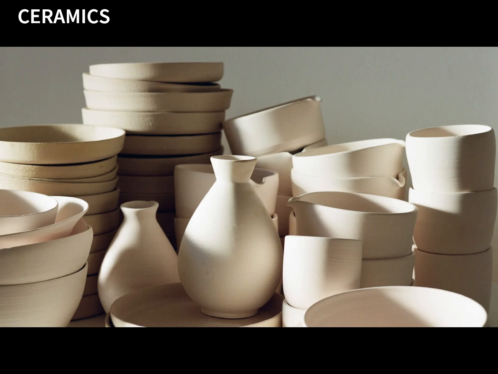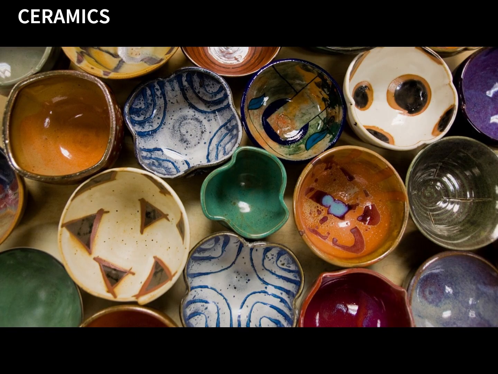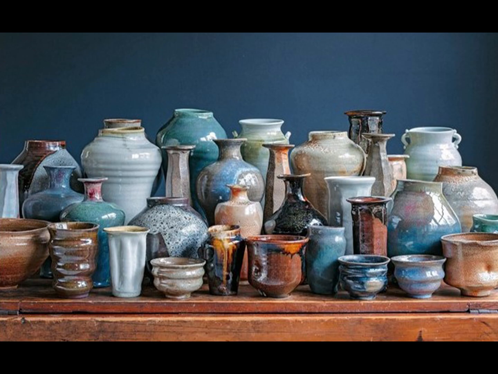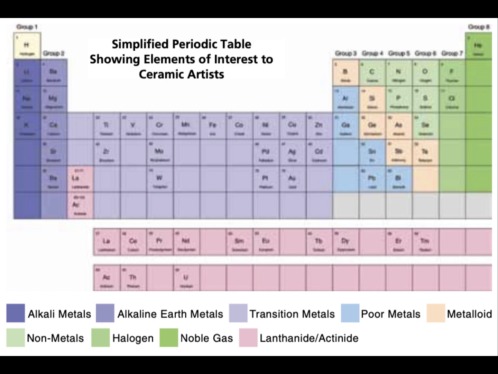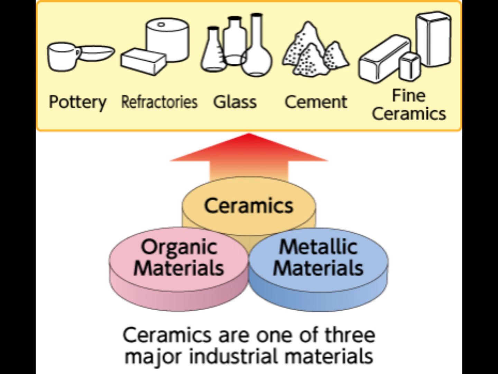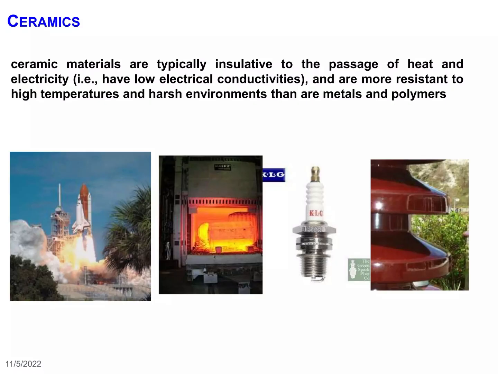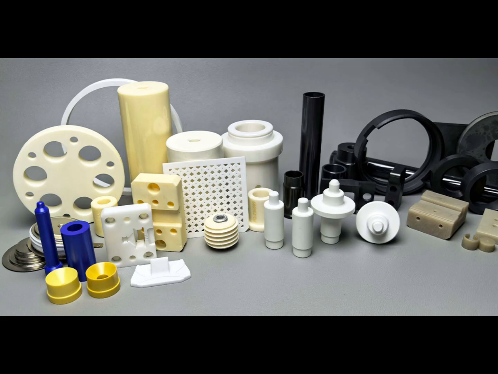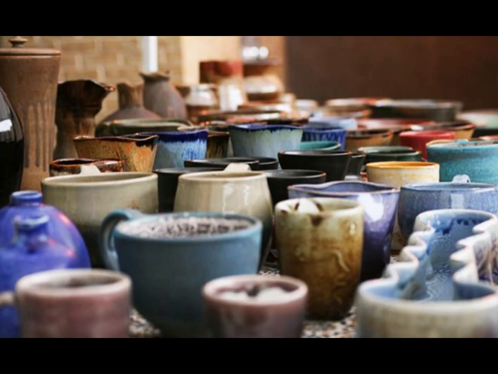Ceramics are compounds of metallic and non-metallic elements. They are most frequently oxides, nitrides, and carbides. The wide range of materials that fall within this classification includes ceramics that are composed of clay minerals, cement, and glass. These materials are typically insulative to the passage of electricity and heat and are more resistant to high temperatures and harsh environments than metals and polymers. With regard to mechanical behavior, ceramics are hard but very brittle.